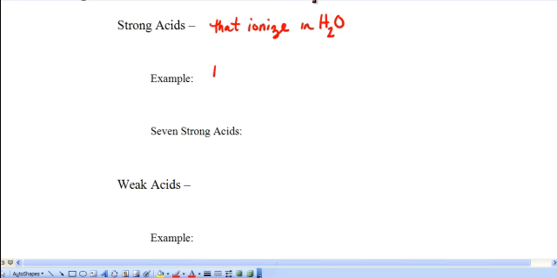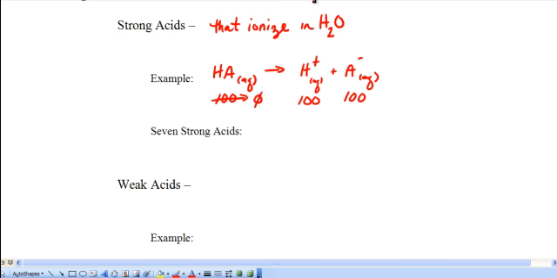For example, if we have a generic acid, and we'll just say HA, and we put that into water, and let's say that we have 100 molecules of HA. Once you put that into water, virtually all of them will turn into hydrogen ions and the anion. Alright, so you'll get 100 of these made, you'll get 100 of these made. As 100 of these split, you'll have none of those left. That's what strong acids do.